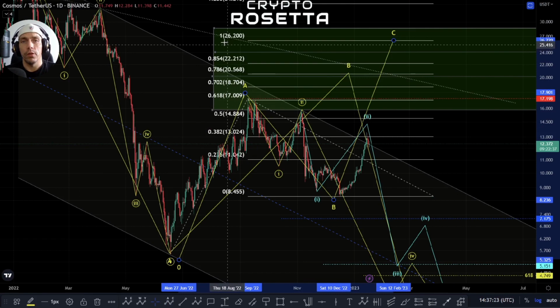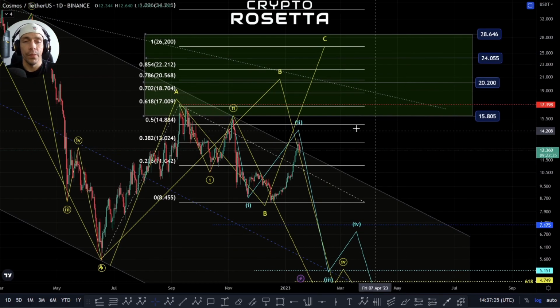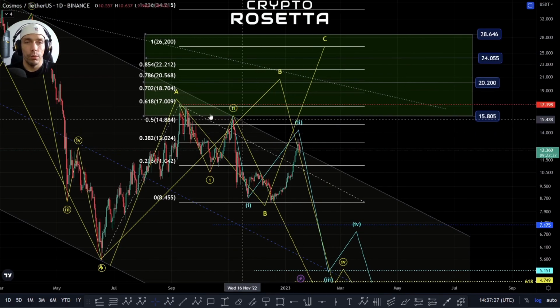So 1 to 1 would actually be this 2620. However, we don't have to reach 1 to 1, and a 0.618, which is the minimum requirement, would take us up and form basically a double top here. So if we do actually progress up here, that would be a zone I'd be looking out for, this double top zone.